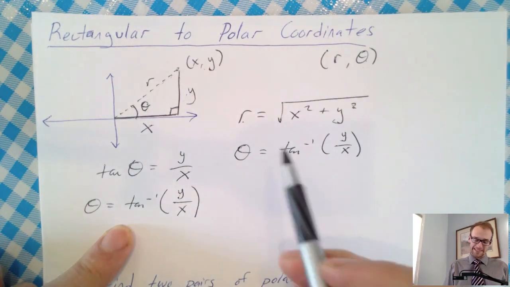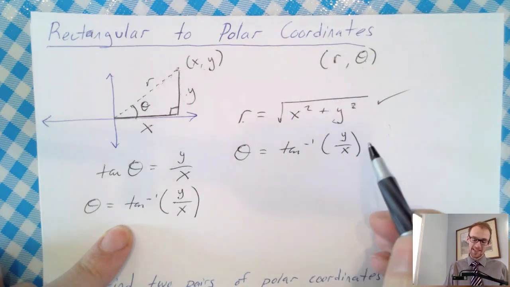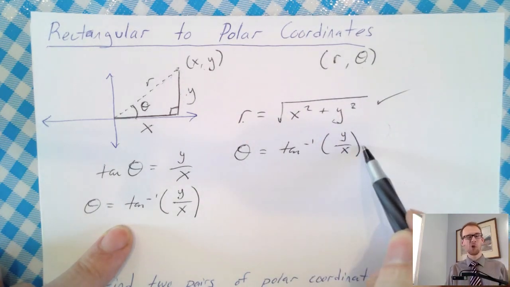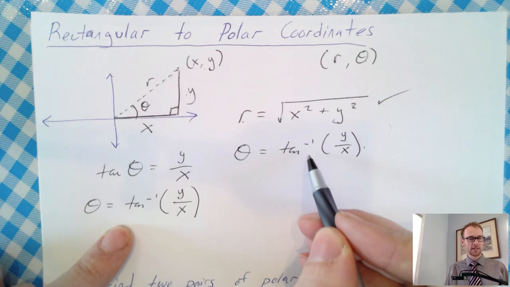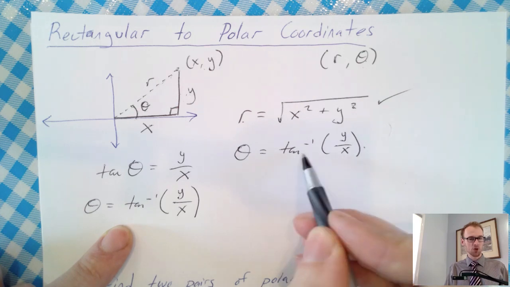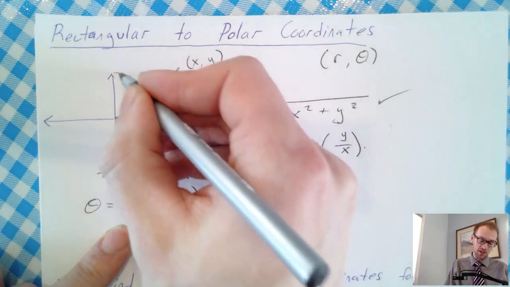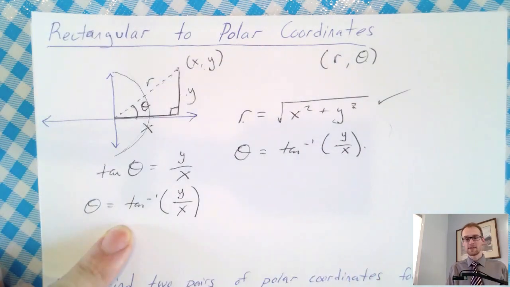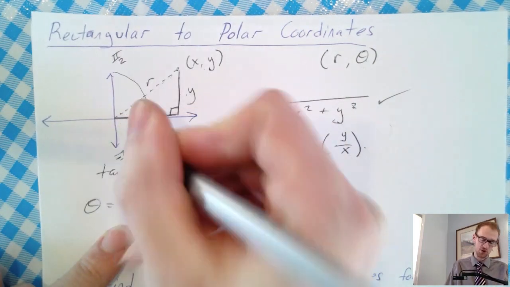However, this doesn't always work. This one always works. This one doesn't always work. Can you think of why? Do you remember that inverse tangent has a restriction on it? Inverse tangent will only produce angles on the right side of our graph, from negative pi over 2 to pi over 2. Do you remember that restriction?